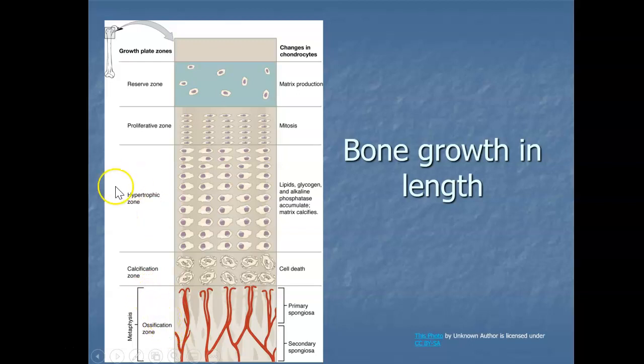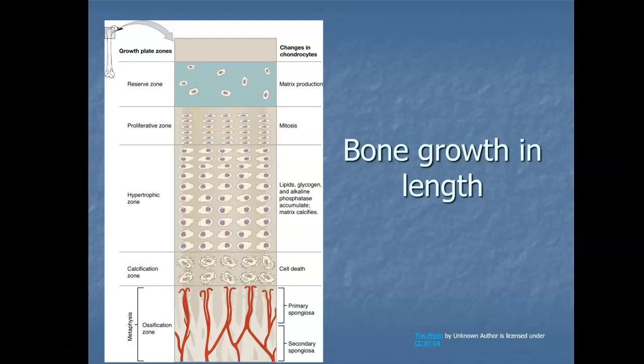The reserve zone, so this one up here, is the region closest to the epiphyseal end of the plate, and it contains chondrocytes within the matrix. We got matrix, we got chondrocytes. Now remember, this is cartilage, so that's why we're talking about chondrocytes. These chondrocytes do not participate in bone growth, but what they do is secure the epiphyseal plate to the bone tissue of the epiphysis. So they're kind of like the anchor to anchor it to the bone.